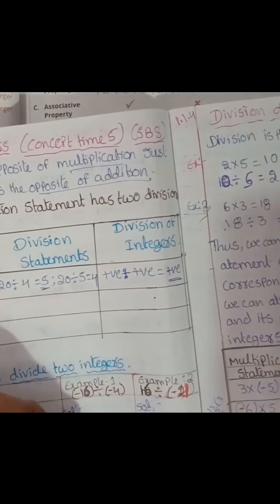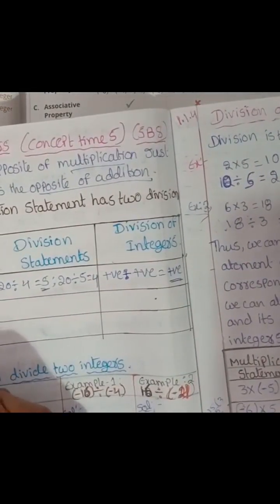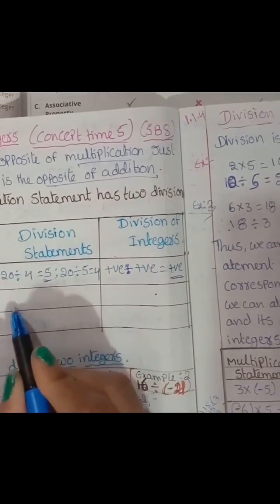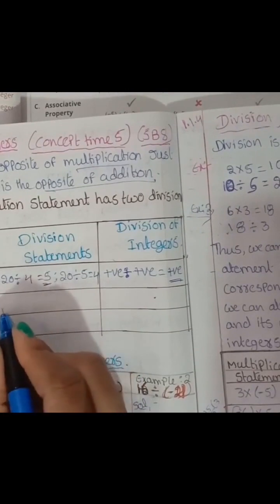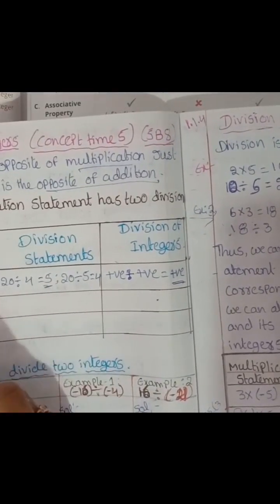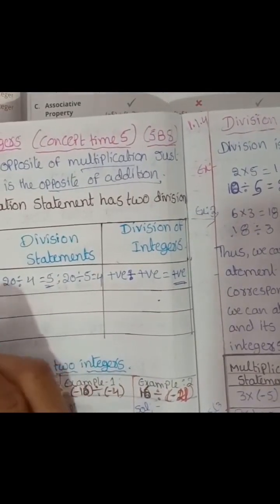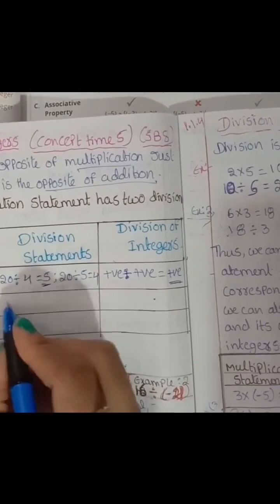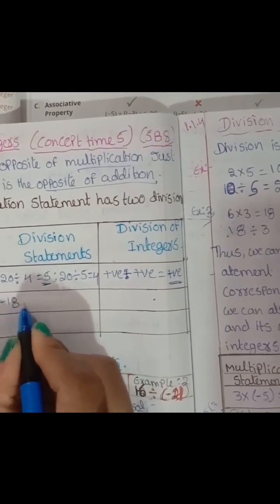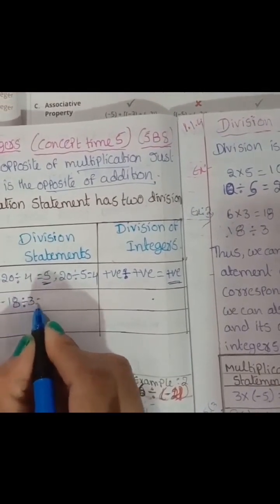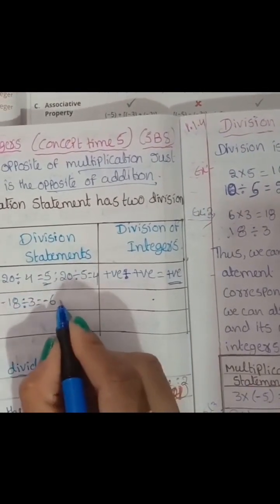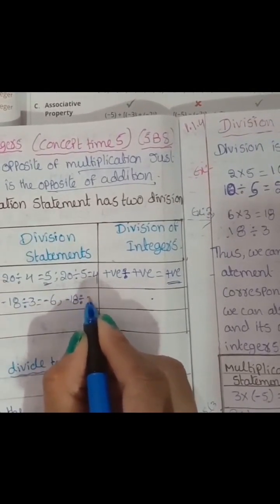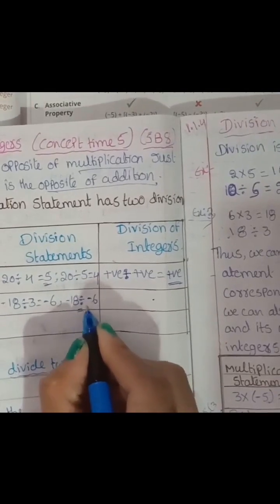The next statement is 3 cross minus 6. One is a negative integer, different signs, so there are two statements. First is the multiplication of 3 and minus 6. 3 multiplied by minus 6 is minus 18. One by one, write it: minus 18 divided by 3 equals minus 6. And another statement is minus 18 divided by minus 6, which is 3 only.